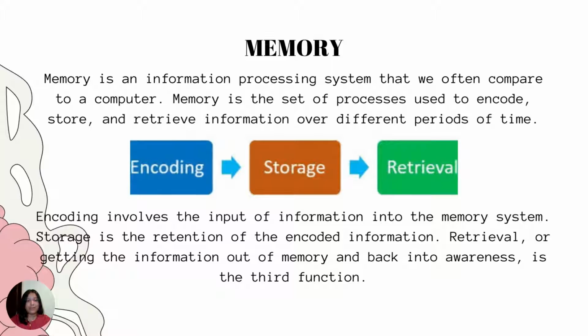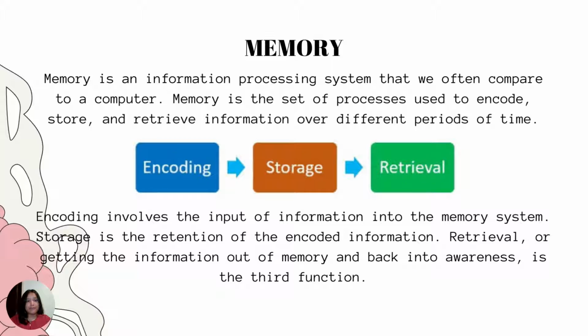We must also know what is memory. Memory is an information processing system that we often compare to a computer. Memory is the set of processes used to encode, store, and retrieve information over different periods of time. Encoding involves the input of information into the memory system. Storage is the retention of the encoded information. Retrieval, or getting the information out of memory and back into awareness, is the third function.